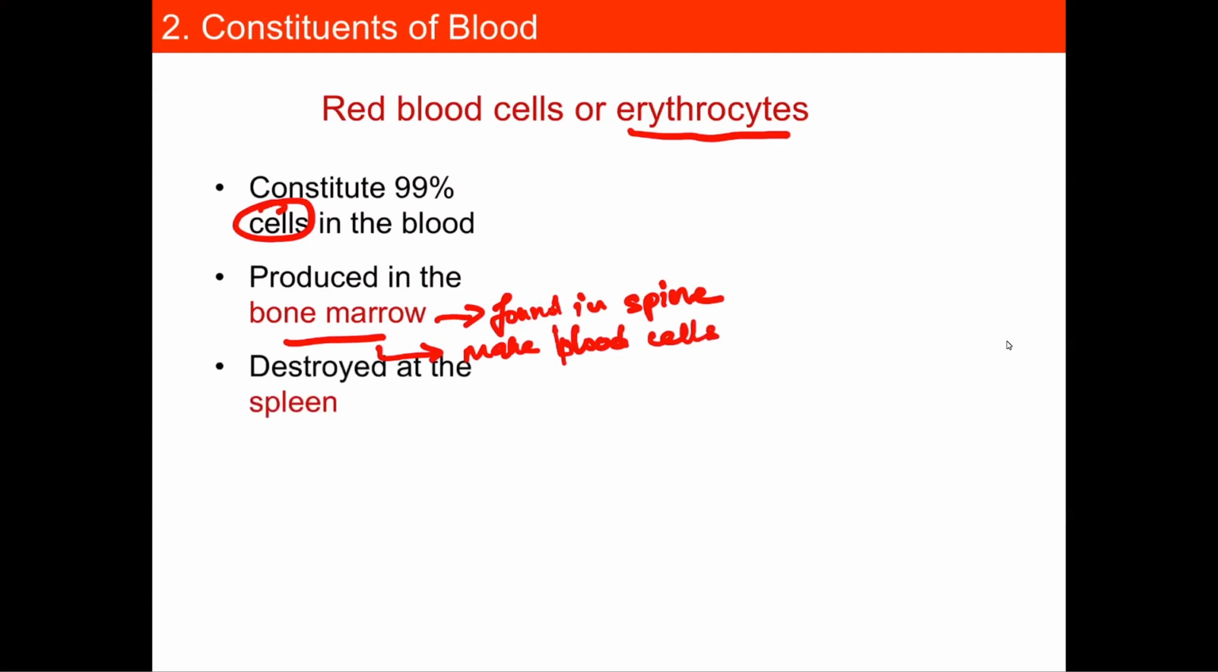Now red blood cells, after they are made and after they do their job, are destroyed at the spleen. The spleen is basically an organ that is found very near your liver. You will learn more about the spleen when you go to upper sec, but for now you don't really need to know too much about it.